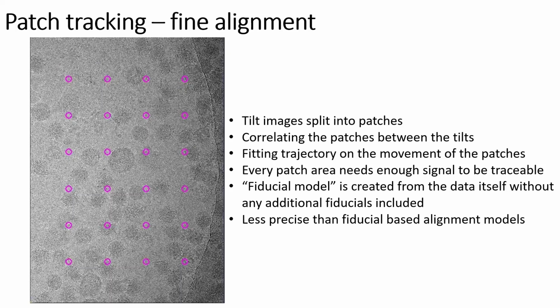What's important here is that this is usable only if we have a sample where we have enough information to cross-correlate in between the patches. Here we have some virus particles, and we can see that inside the patch we have a few particles that give us enough signal for the cross-correlation with the next tilt. However, if our area is such that there is only noise in the patch, this patch could be very hardly cross-correlated with the next one, and will end up in a very shaky movement of the patch.